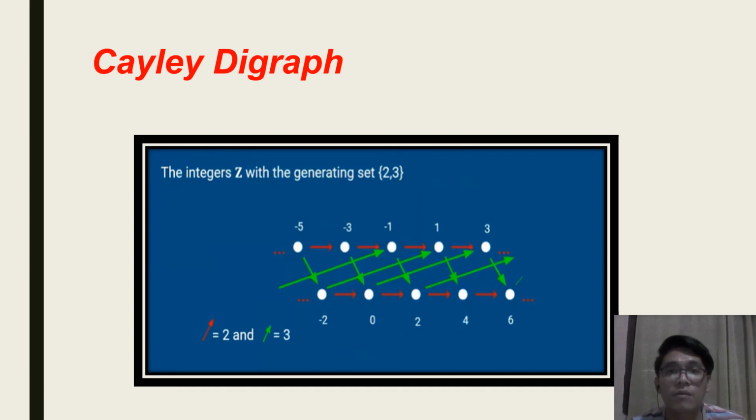we have negative 3 and negative 1. The difference between them would be 2, so they are connected by the arrow that equals 2, which is the red arrow. Well, the generator 3 connects any two integers that differ by 3. So negative 2 and 1 are connected by the green arrow, which represents 3.